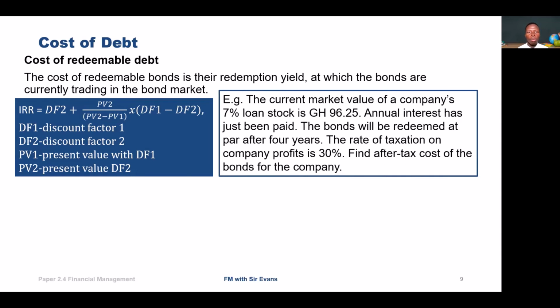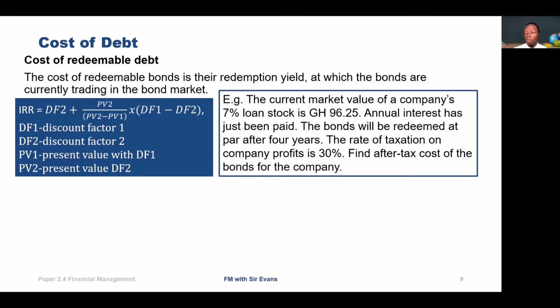So we'll take an example. The current market value of a company's 7% loan stock is 96.25. Annual interest has just been paid. The bond will be redeemed at par after 4 years. The rate of taxation on the company profit is 30%. We should find the after-tax cost of the bond for the company.